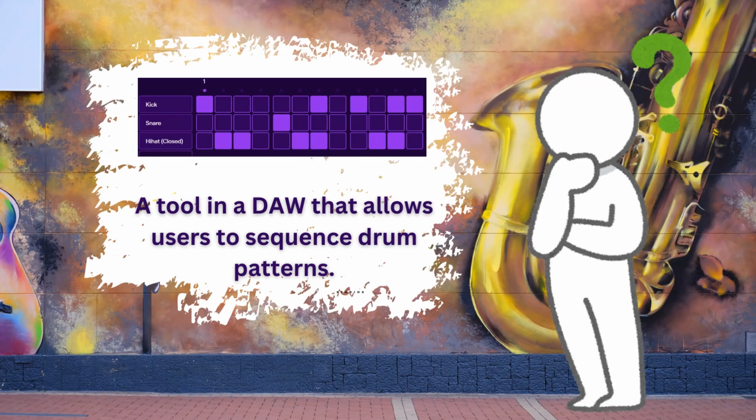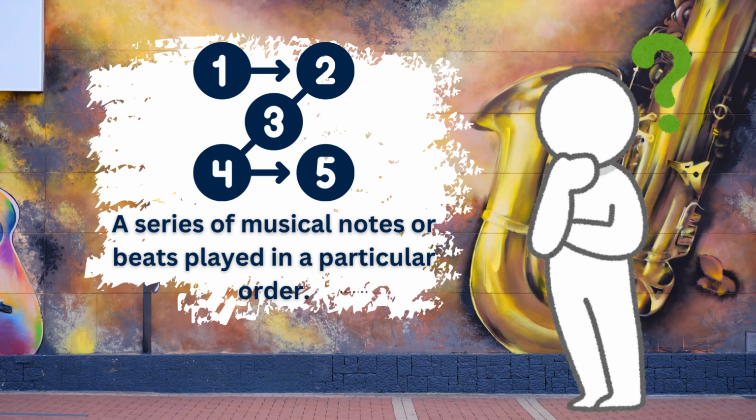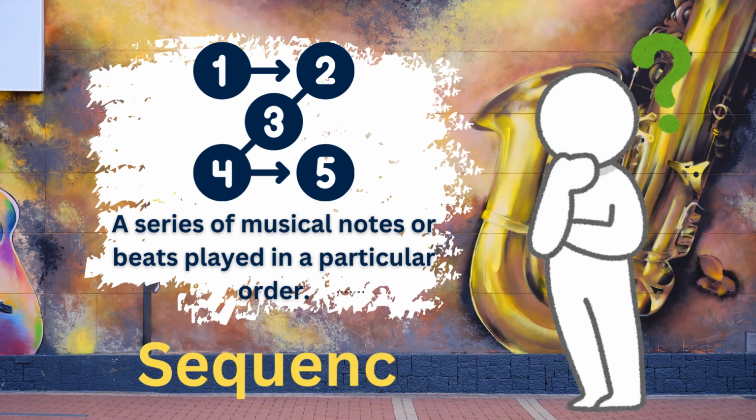The next term is Beatmaker. This is a tool in a DAW that allows users to sequence drum patterns. Basically, you make sick beats with it. A sequence is a series of musical notes or beats played in a particular order. It's not random, it's all by design and planned.